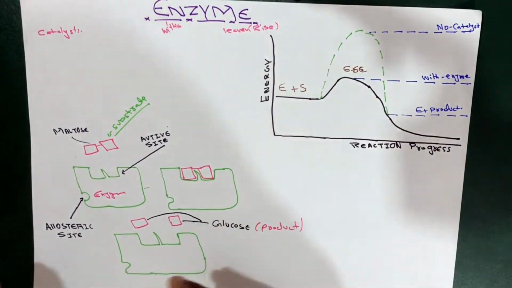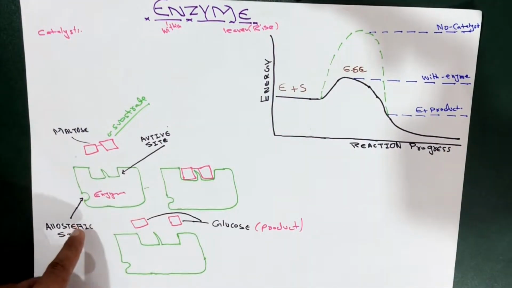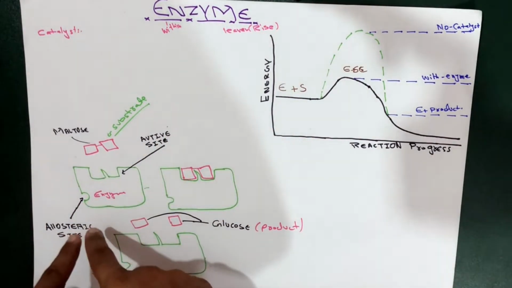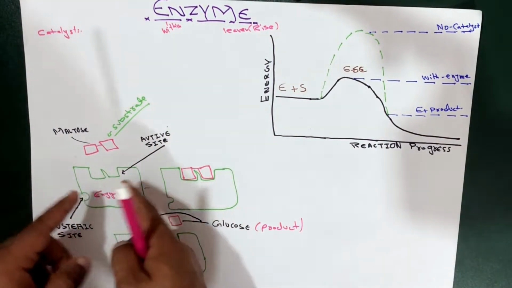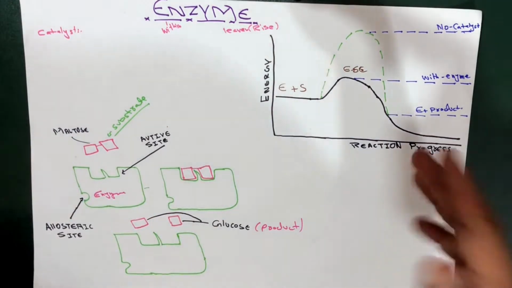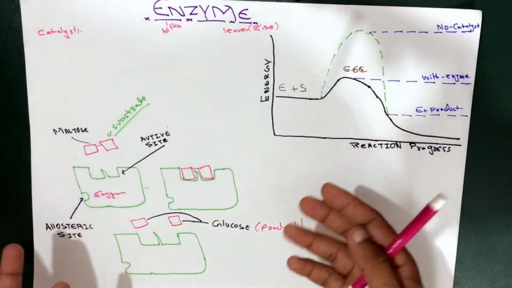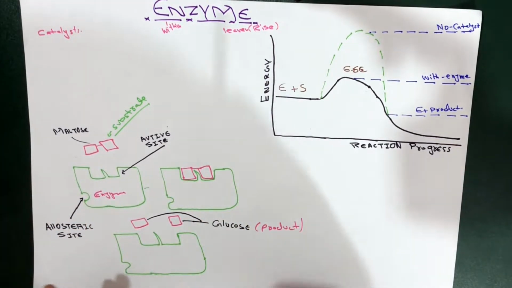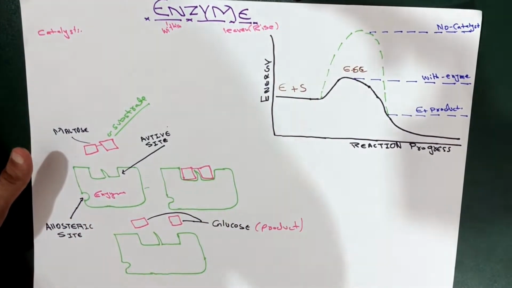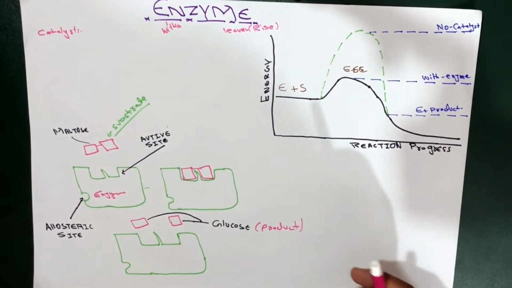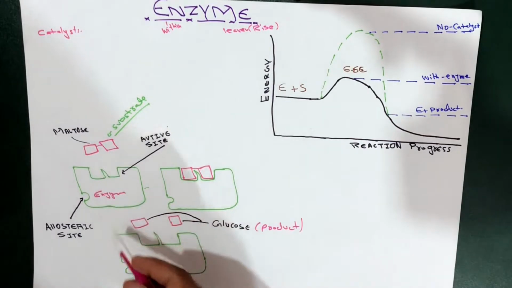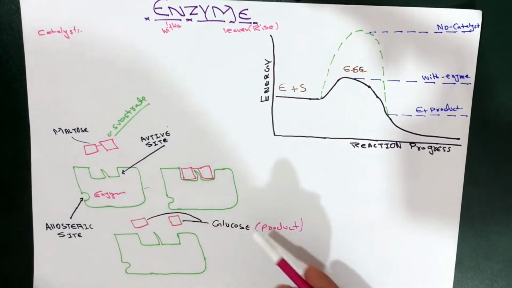It's the site other than the active site, where a lot of times activators, and actually a lot of times inhibitors, attach, which changes the shape of the active site. We will discuss that in later videos, but just to give an idea, when an inhibitor attaches here, it changes the shape, and the enzyme activity is reduced, or sometimes it falls off. And the active site, as I have already talked about, is the region of the enzyme where the substrate binds.